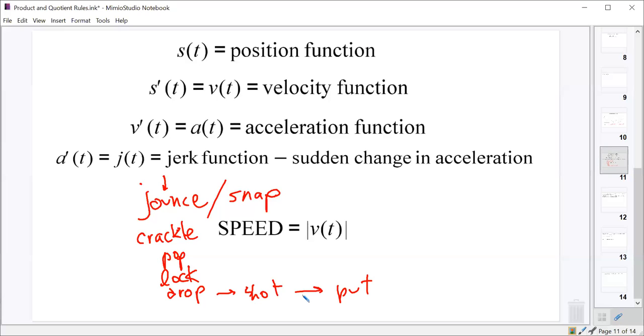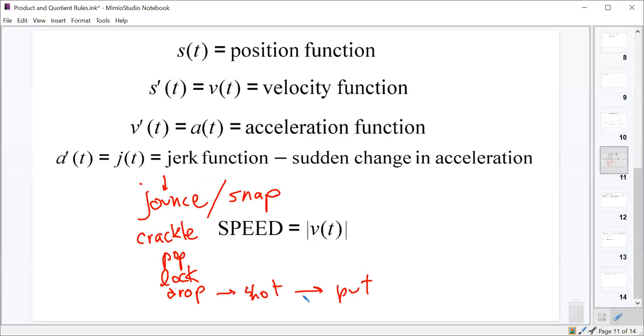What does it even represent at that point? Well, the put is the sudden change in the shot, which is the sudden change in the drop, which is a sudden change in the lock, which is a sudden change in the pop, which is a sudden change in crackle, which is a sudden change in your snap, which is a change in your jerk. There are so many tiny little factors that could be thrown in here.